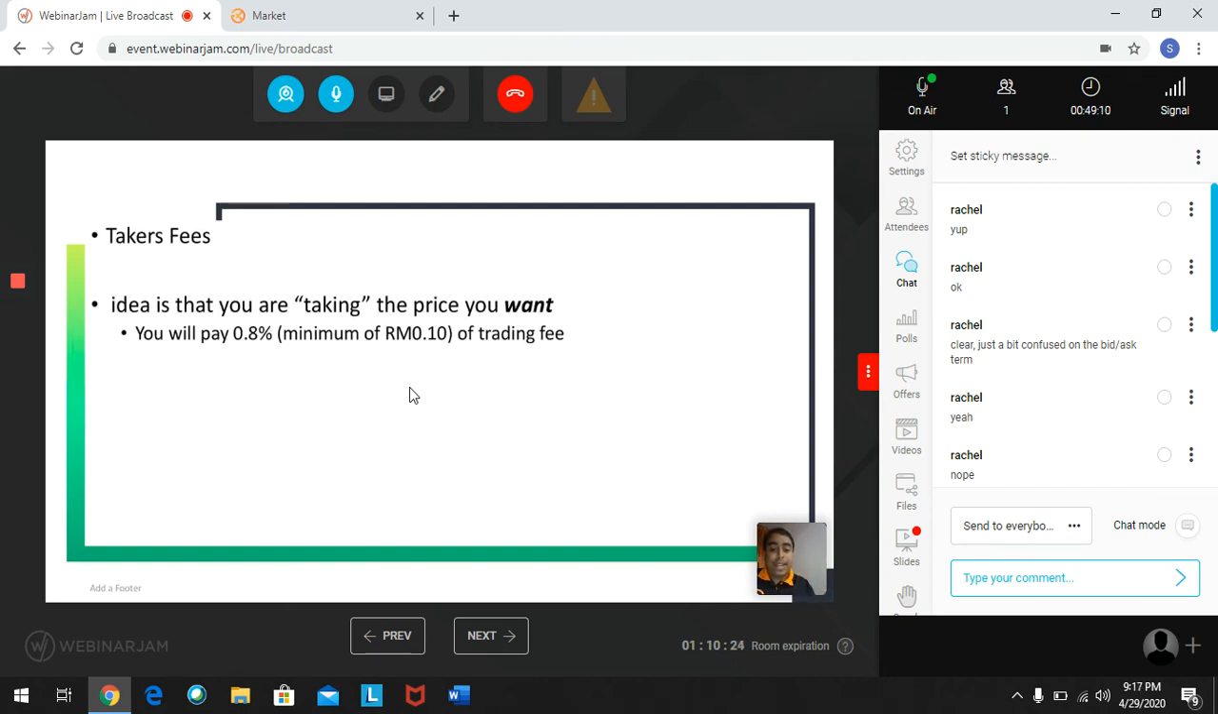So basically, the tokenized transaction fee will be 0.8% with a minimum of 10 cents. That is our trading fee rate. Am I clear so far, Rachel? Is there anything you want me to repeat?